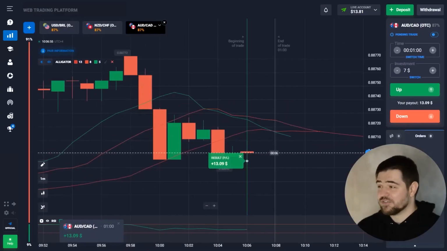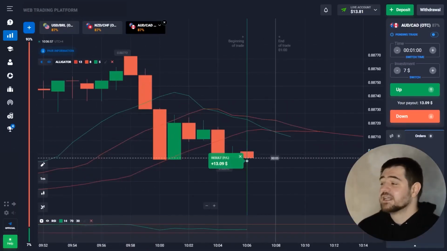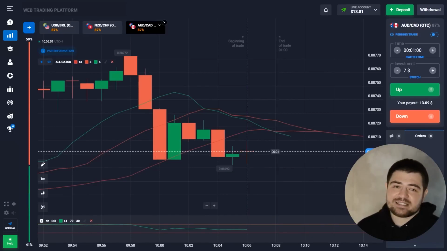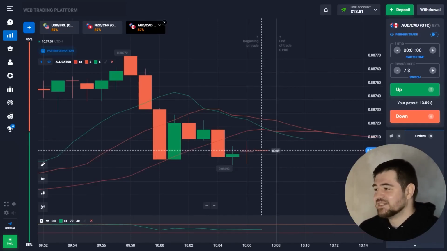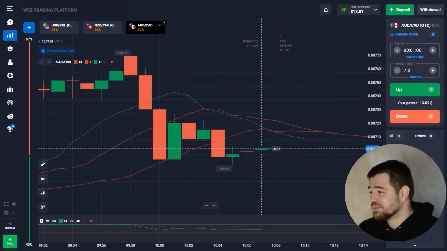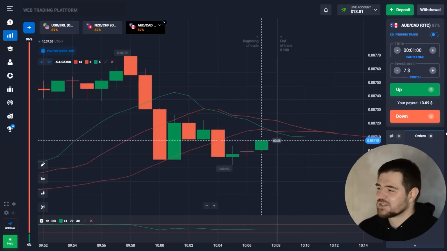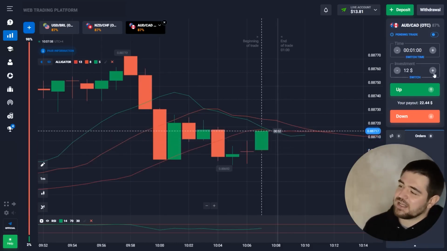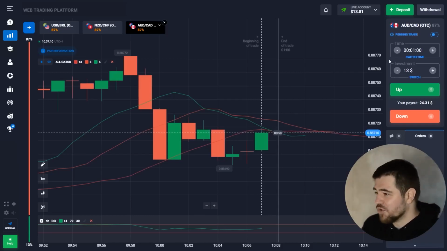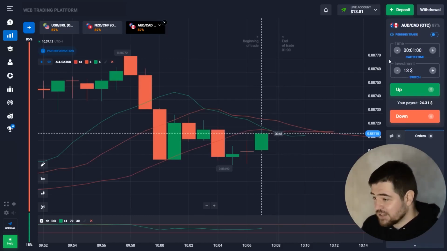And here is the profit of this one, $13.09. It's not a huge one, but as you can see, it grows every time. It grows a bit more and a bit more. So the next one is going to be $13. Let's put that in there in the investment box, and we move on with the next currency.